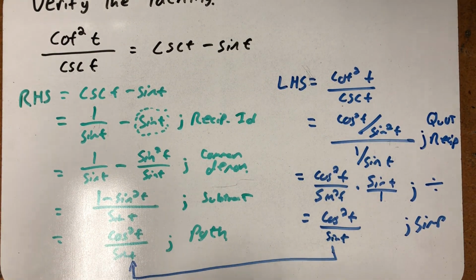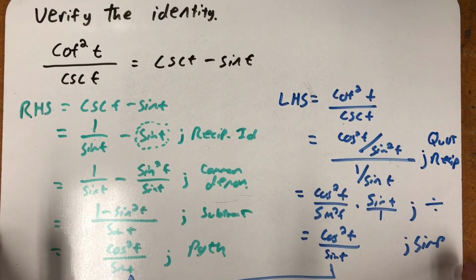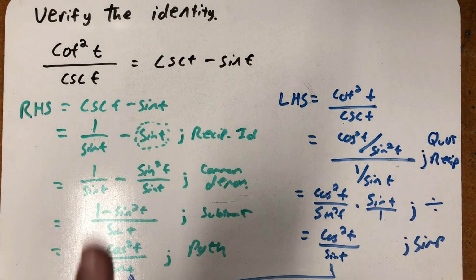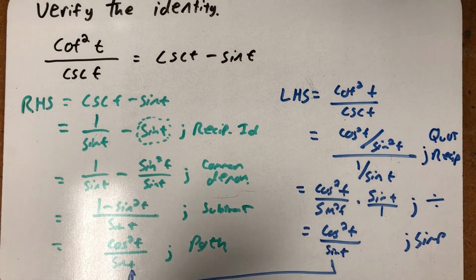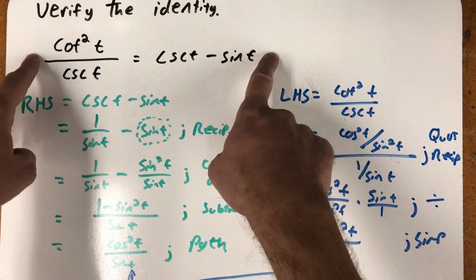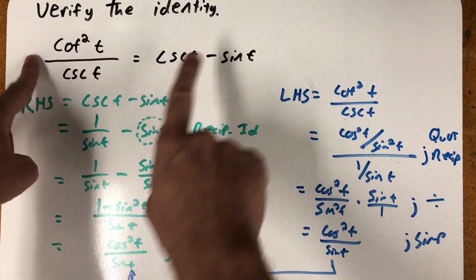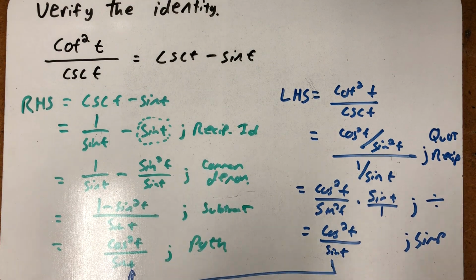I've verified this identity. And some people out there watching this might be thinking, hey, you worked on both sides. And I'm going to say that's okay, because I worked on both sides independently. Our rule wasn't just to work on one side, it was to work on one side at a time. I'm allowed to work on both sides of this independently of each other. I'm not allowed to look at my identity and say multiply both sides by the same thing to start, because that would change the domain of my identity.